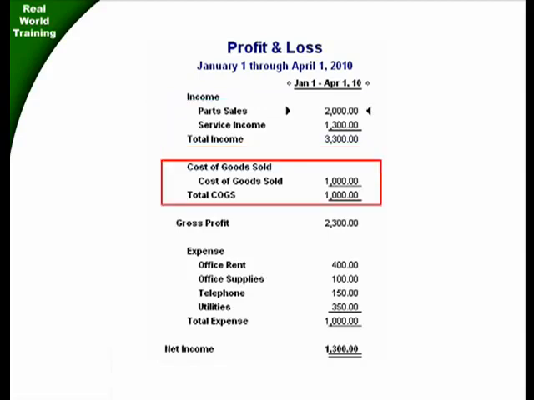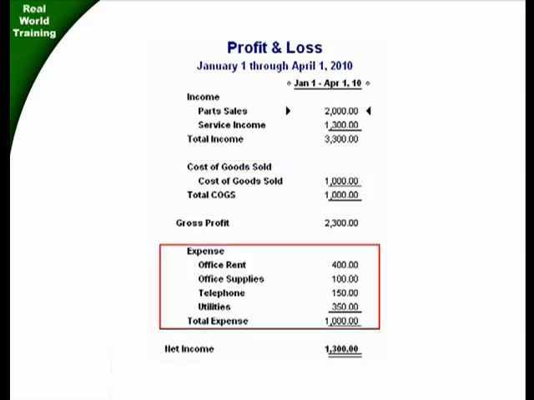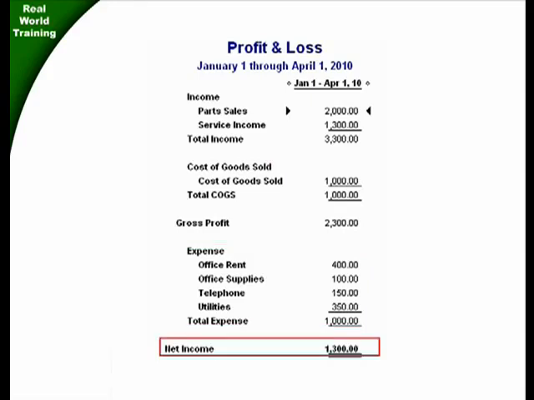Cost of goods sold is typically the cost of materials that went into a project or the cost of the inventory you've sold. Not all businesses have cost of goods sold, so don't be concerned if this section does not appear on your profit and loss statement. Expenses are what you spend. Examples include office supplies, rent, telephone, and utilities.